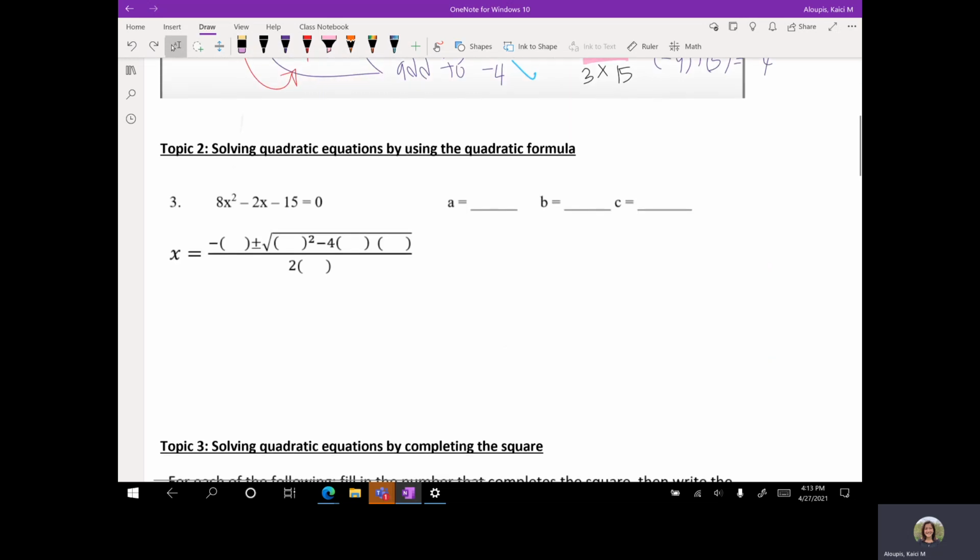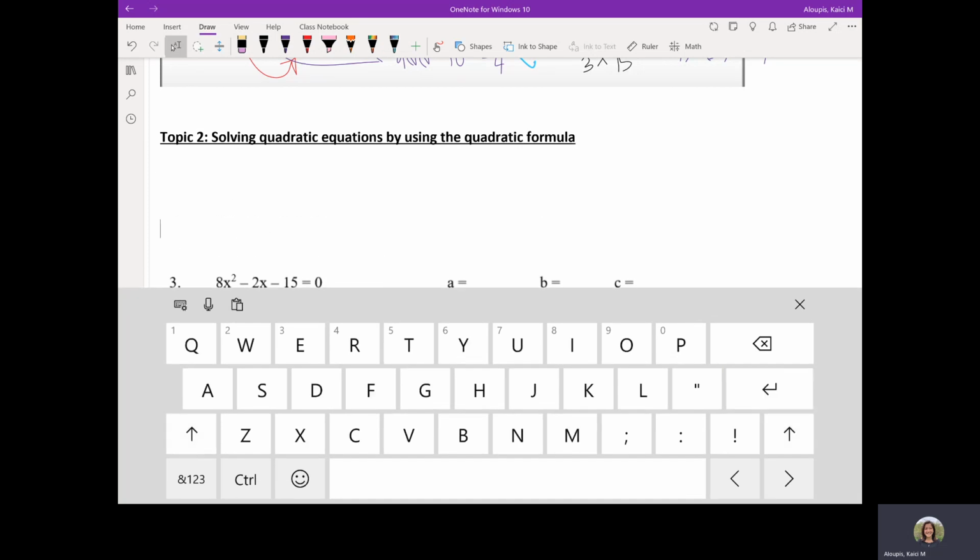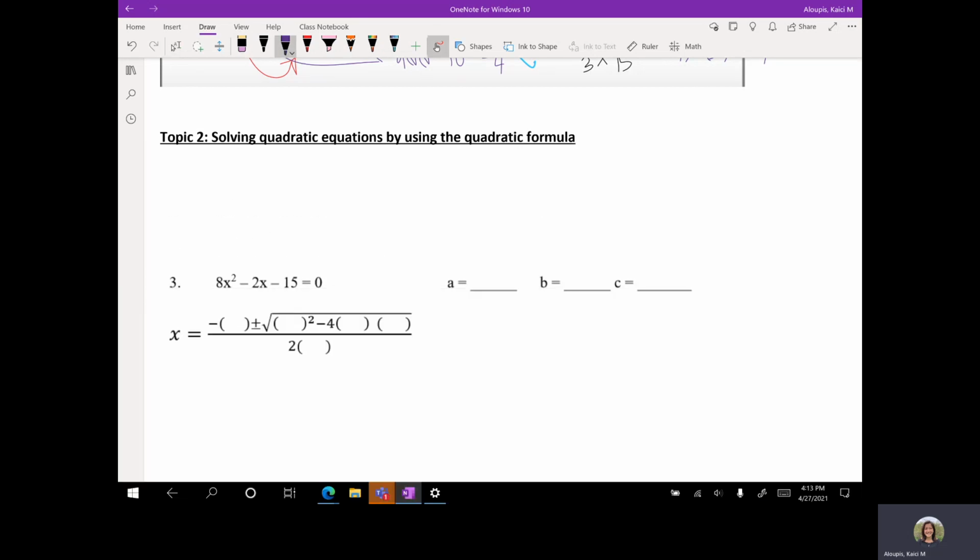Okay, the next topic is solving quadratic equations using the quadratic formula. I realized I didn't give myself any room here to write the quadratic formula, so I'm going to move this down a little bit. This is the quadratic formula: x is equal to negative b plus or minus the square root of b squared minus 4 times a times c, all over 2a.